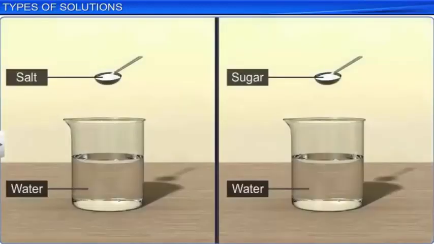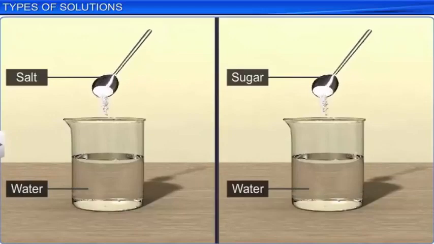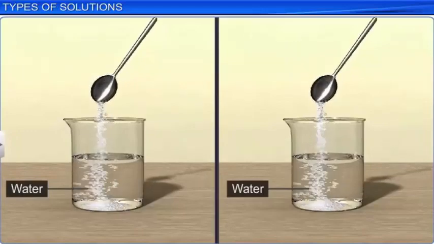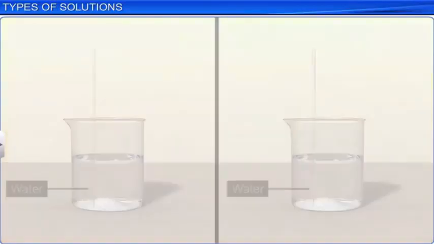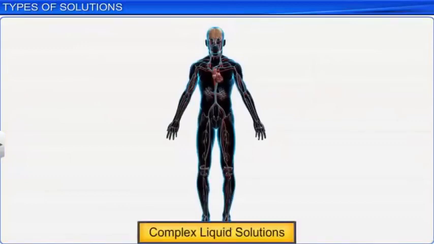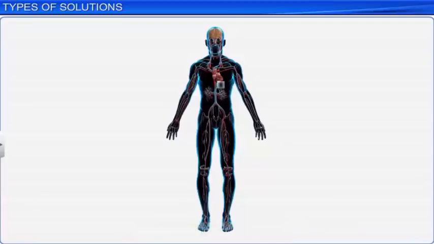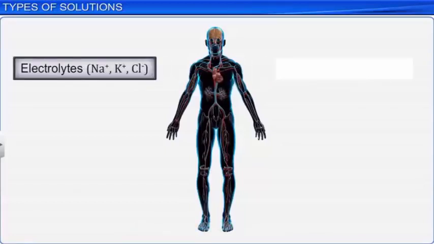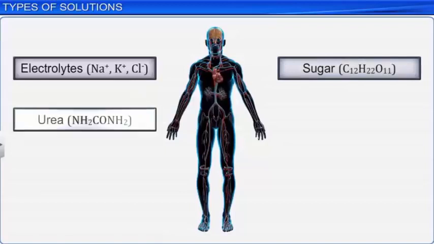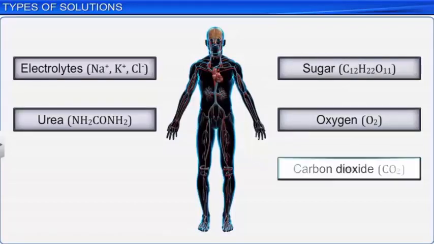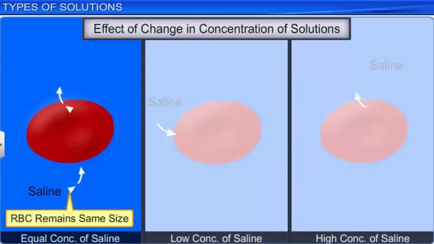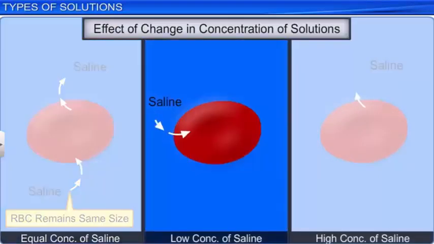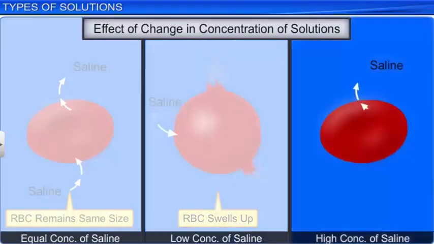The utility or importance of solutions in life depends on their composition. Body fluids are examples of complex liquid solutions containing many different solutes like electrolytes, sugar, urea, oxygen and carbon dioxide. The importance of the concentration of solutions can be seen from the fact that any change in their concentration can have a significant impact on the living system.